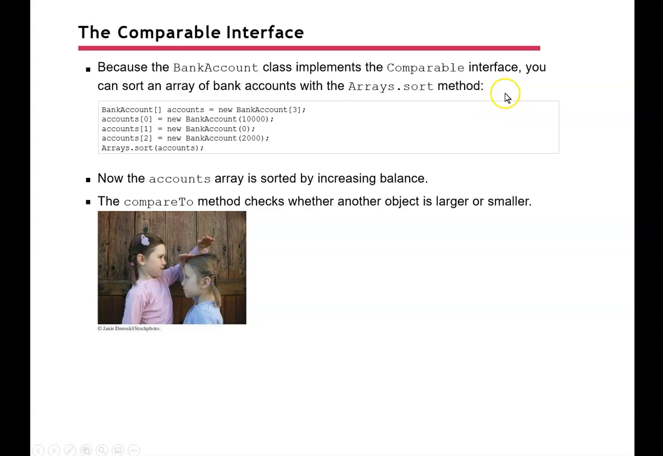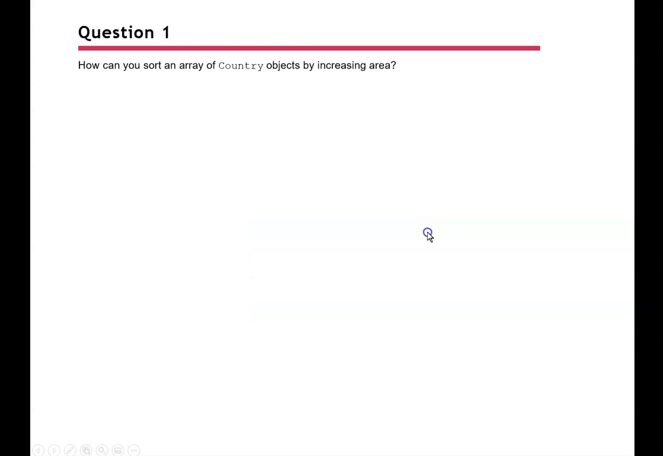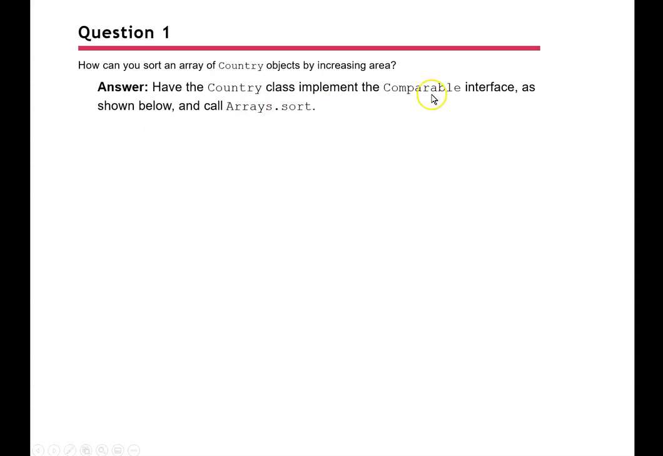Because the BankAccount class implements the Comparable interface, you can sort an array of bank accounts with the Arrays.sort method as long as they implement Comparable. Now the accounts array is sorted by increasing balance. How can you sort an array of Country objects by increasing area? Have the Country class implement Comparable and call Arrays.sort.